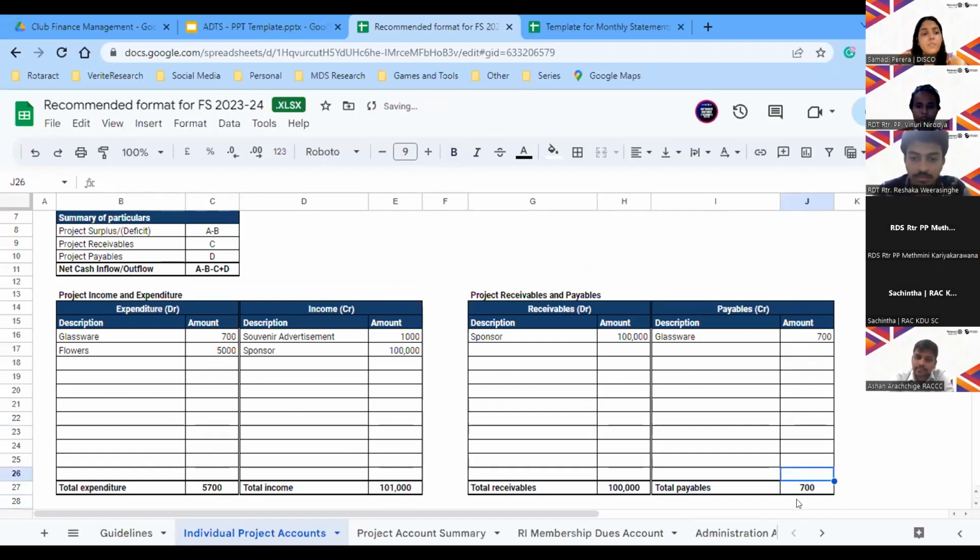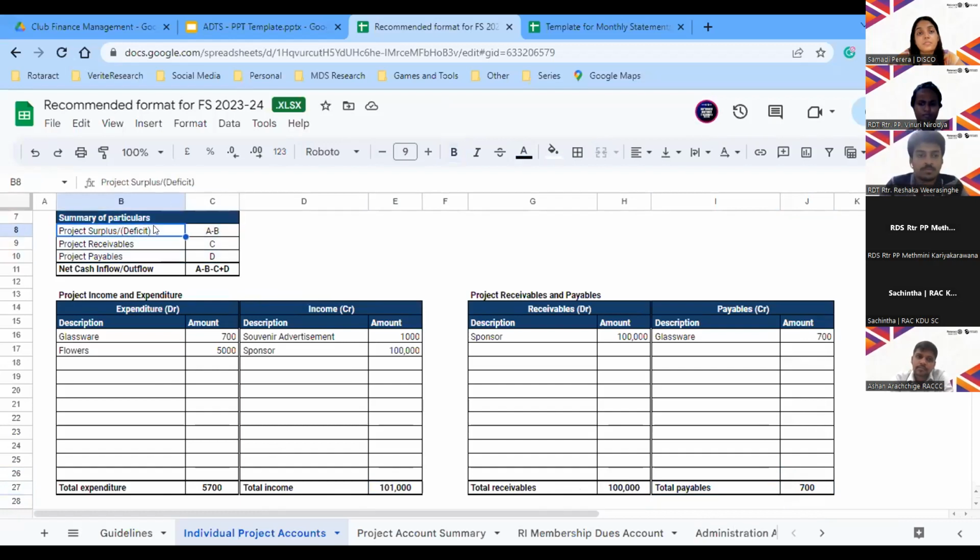So you have 700 in total for payables and 100,000 rupees in total for receivables. This basically means you have to let 700 rupees out from your drawer, and then 100,000 will come into your drawer. And then you have 101,000 in income for installation, while your expenses are only 5,700.